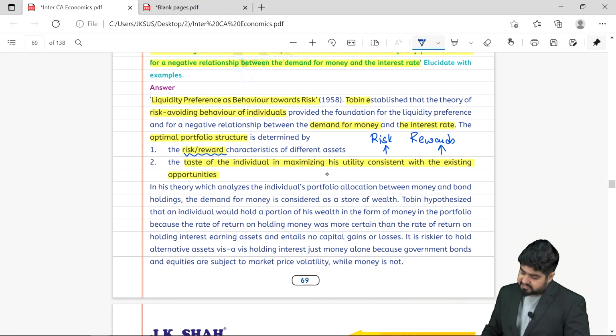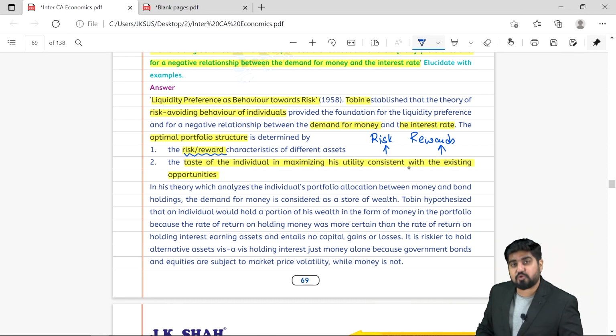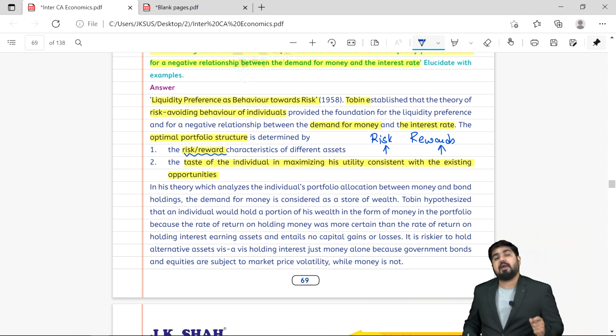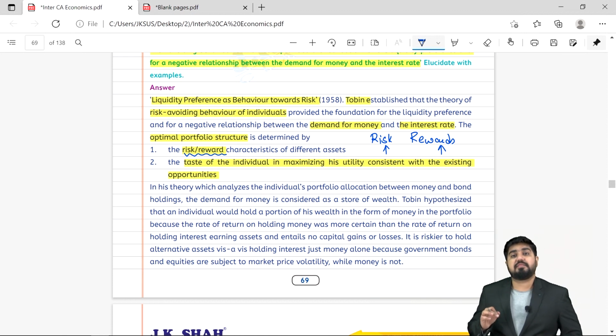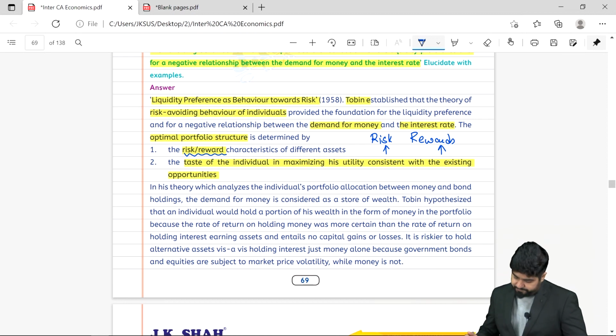Now, if the risk is high, but still people are willing to take that higher risk for higher rewards, at that time demand for money will be low. Yes or no? Similarly, if let's say people are not willing to take that level of risk, then what will happen? The level of demand for money will be low.